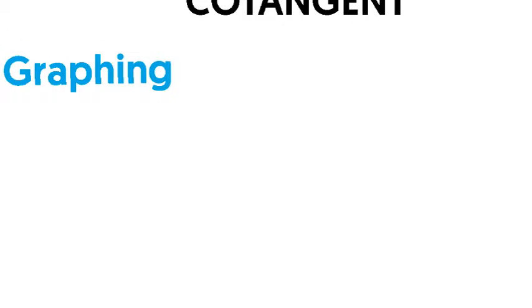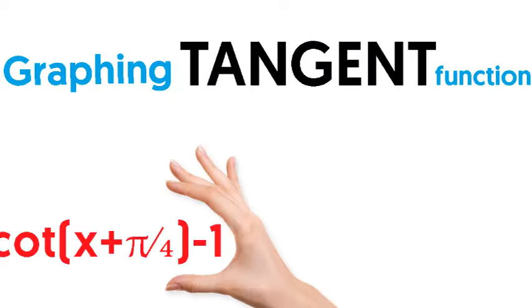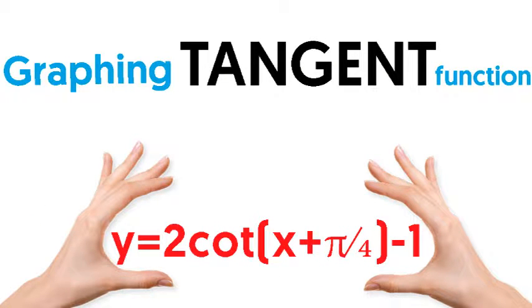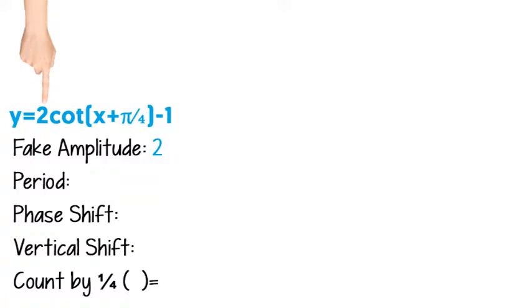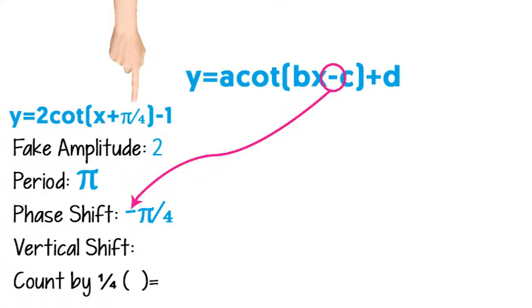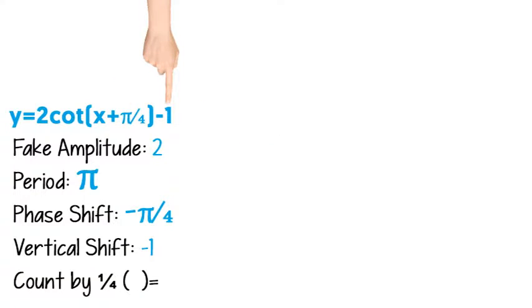Graph of the cotangent function. Y is equal to 2 cotangent (x plus pi over 4) minus 1. Our amplitude would be 2. Period is pi over 1, so pi. Phase shift is negative pi over 4 since the original equation is bx minus c. Vertical shift would be negative 1. And again, to get the interval, multiply period by quarters, so the interval is pi over 4.